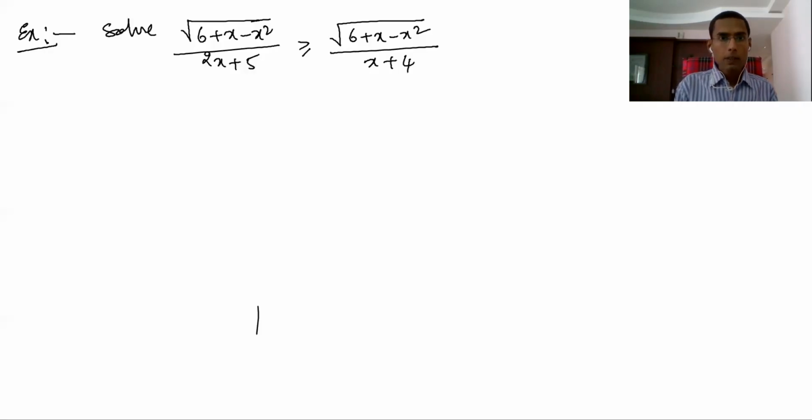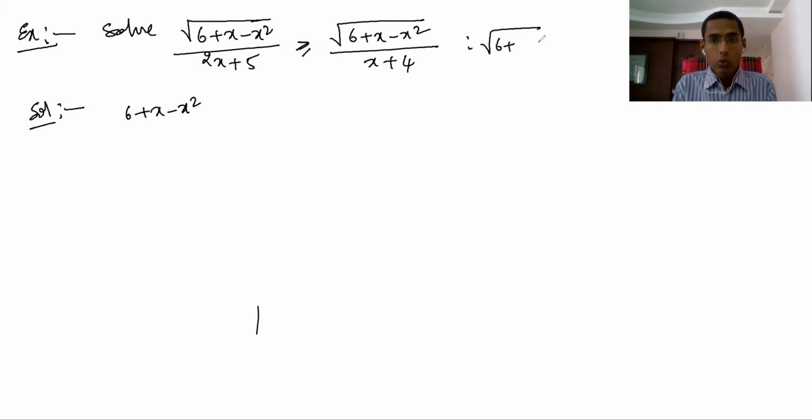All right. So now this inequality, the first step you must understand whenever you have an inequality is what x is. Here, first is 6 plus x minus x square. The first mistake students make is that they cancel out both sides. This square root of 6 plus x minus x square is there. This part you cannot cancel off.